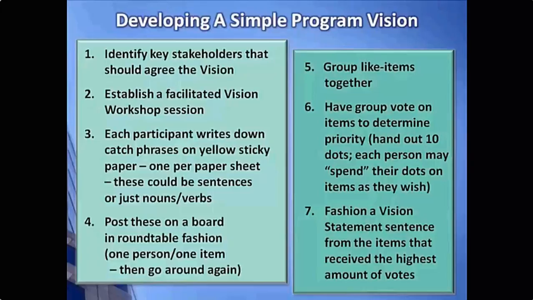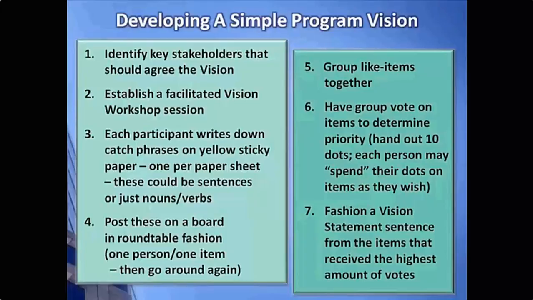Once we have that workshop, in step 3, each participant can write down just catchphrases on a yellow sticky piece of paper or notebook paper, 1 paper per sheet. These could be sentences or maybe just nouns or verbs, but just let people spill out their thoughts in terms of how they see this program happening. In step 4, gather these up and start reading these in front of the group, make sure you understand what the person was saying, and then just start posting them on a board in a round table fashion, 1 person per item, and then go around again until you run out of all the paper that people had submitted. In step 5, group those items together.